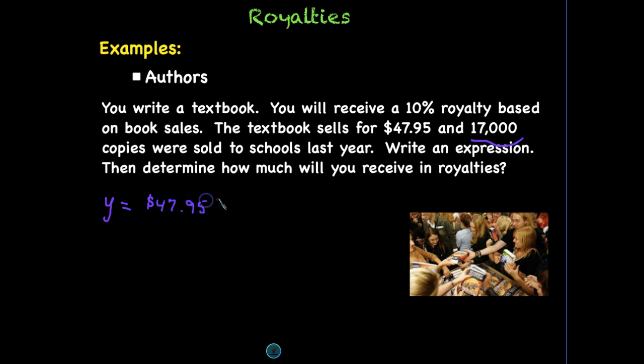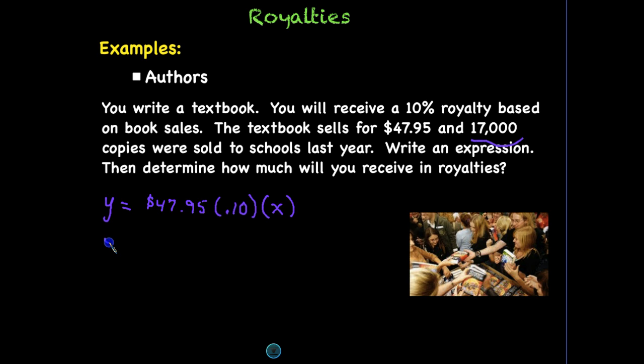And we're going to make 10% of that. Whenever we write percents, we need to write them as their decimal equivalent. And then we need to multiply that by however many textbooks we actually sell. And that number is X. We don't know. And that would be a generic expression that you could use every year over and over again to determine how much money you're going to make from your textbook sales.